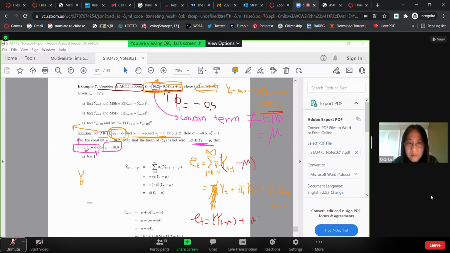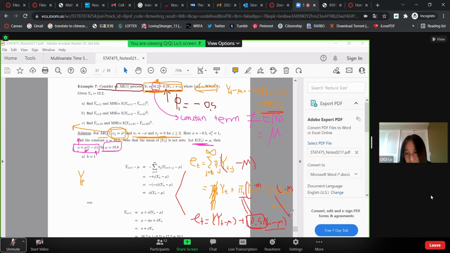plus 0.5 YT minus 1 minus mu. That's it, right? So if we compare these two, for the YT minus 1 term, or if you have a mean, each term minus the mean. Okay, so the coefficient for YT minus 1 minus mu, that's pi 1. So pi 1 equals 0.5 here, right? So this is pi 1, 0.5.